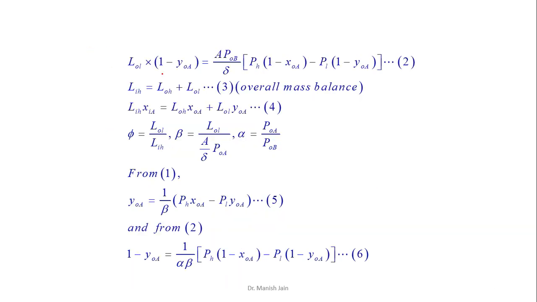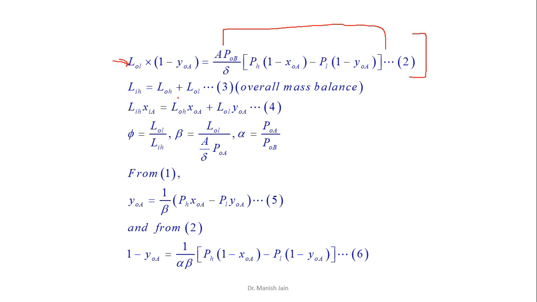Now again you can write LOL multiplied by 1 minus YOA, that is the amount of component B that comes out from the permeate channel, or the product. That is equal to A multiplied by JB, and JB can be written by this equation. Here in this equation, this is the XB, this is the YOB, this is the XOB, this is the YOB. Okay, now this is equation 2.